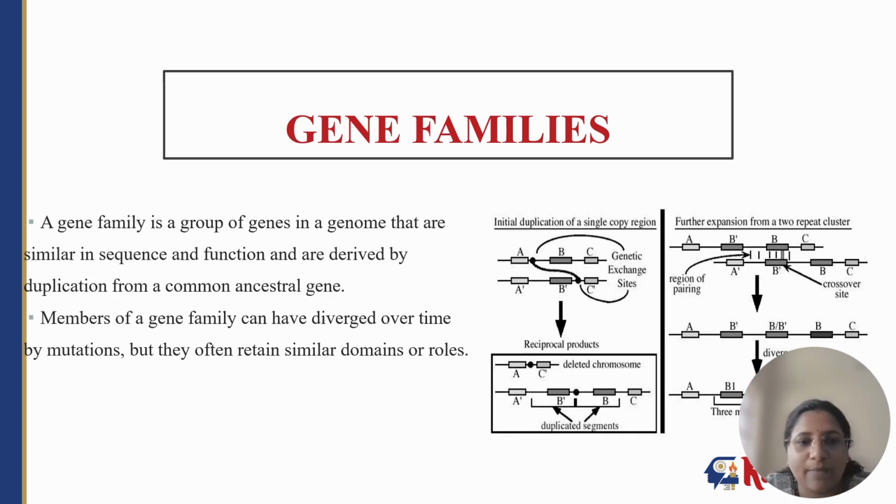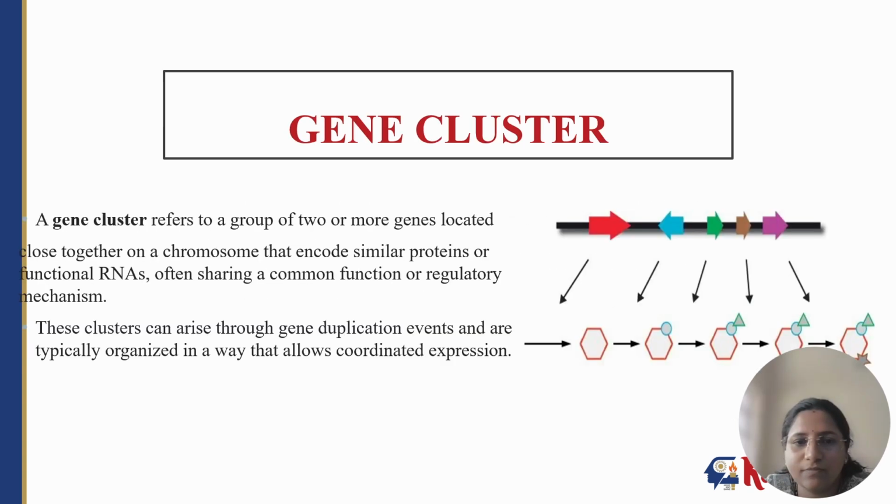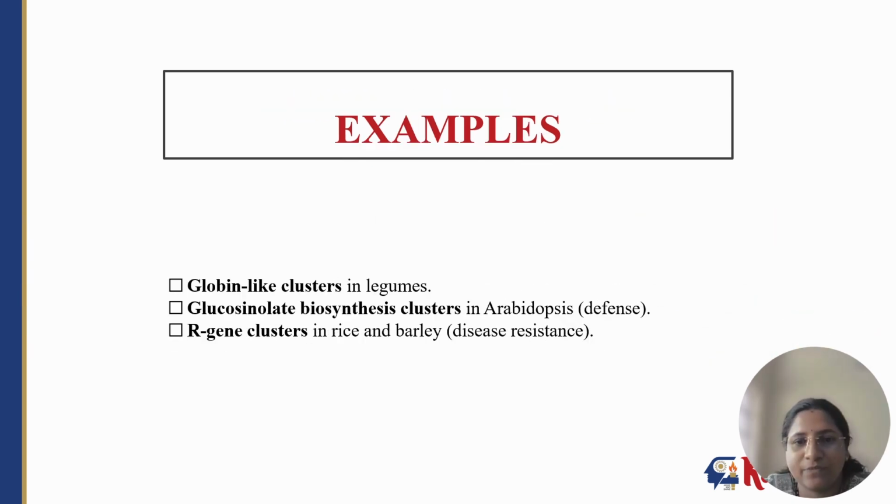A gene family is a group of genes in a genome that are similar in sequence and function and are derived from duplication of a common ancestral gene. A gene cluster refers to a group of two or more genes located close together on a chromosome that encode similar proteins or functional RNAs.